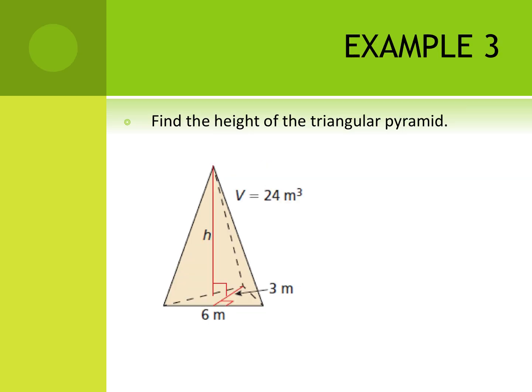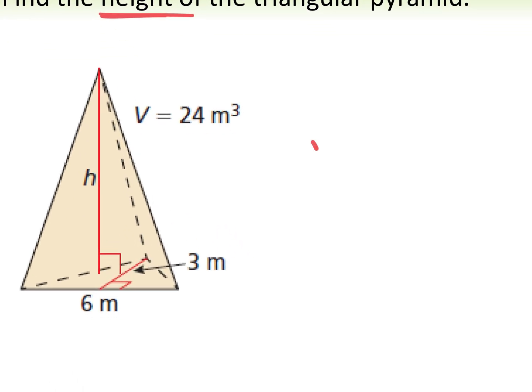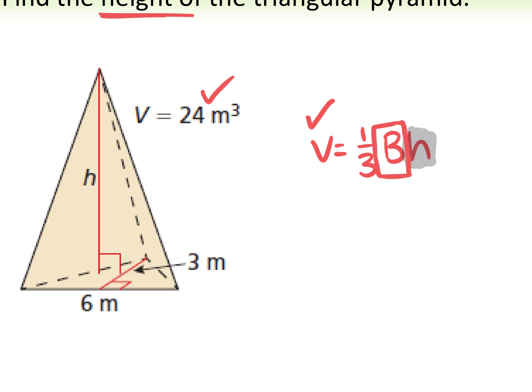All right, the next one is also a triangular pyramid, but now we have the volume. What are we missing in this example? The height. So now we're missing the height. So let's write our formula again. It's volume equals, who has it memorized already? Very good, 1/3 capital B times H. But now we don't know the height. Do we know the volume? Yeah, it's 24. And can we figure out the area of the base? How?